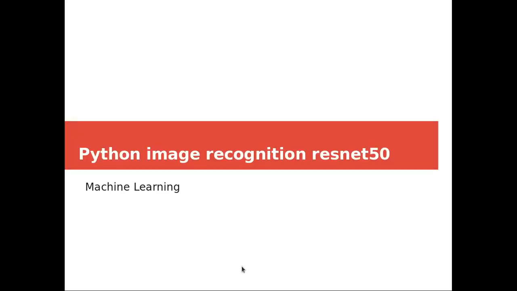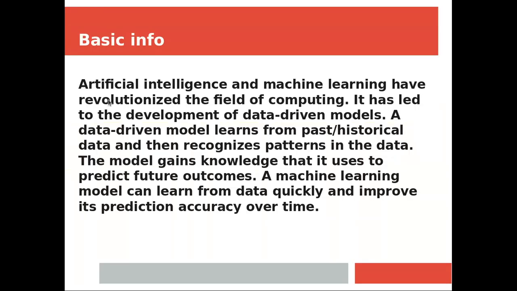Python image recognition using Resnet machine learning. Artificial intelligence and machine learning have revolutionized the field of computing. It has led to the development of data-driven models. A data-driven model learns from past and historical data and then recognizes patterns in the data. The model gains knowledge that is used to predict future outcomes. A machine learning model can learn from data quickly and improve its prediction accuracy over time.